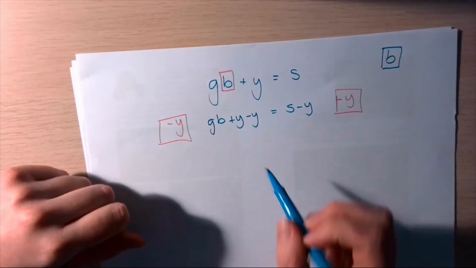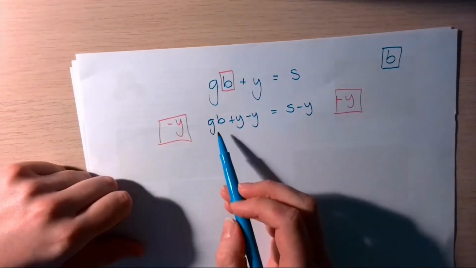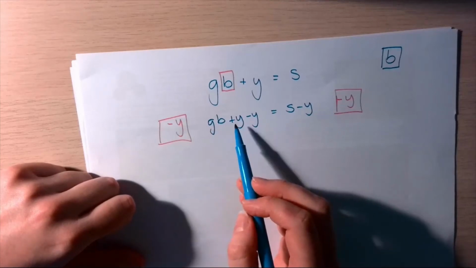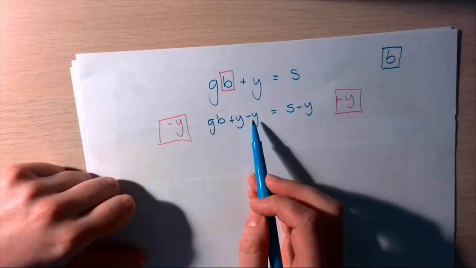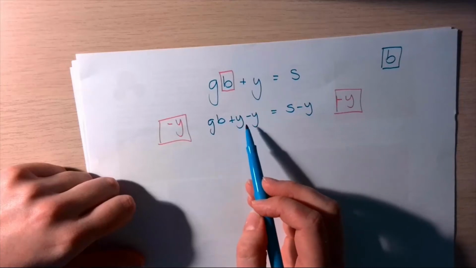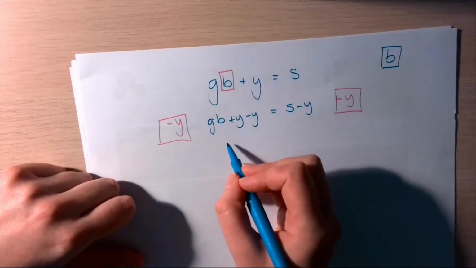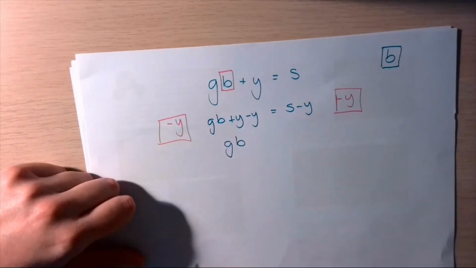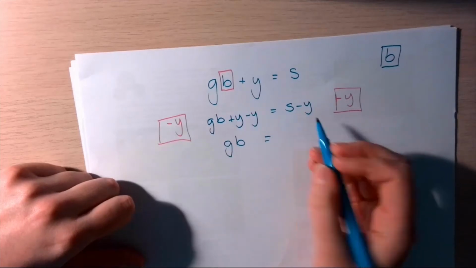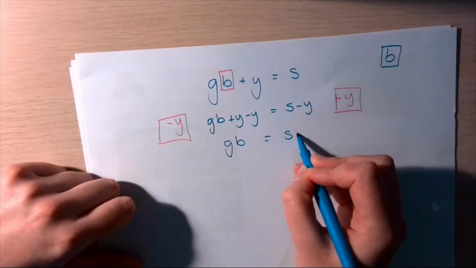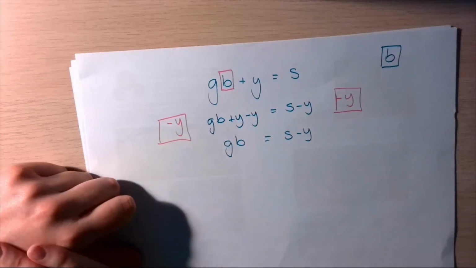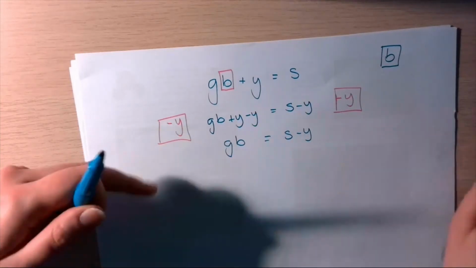So let's see, can we tidy this up a little bit? We've actually got gb, add y, take away y. Well, they just go to 0, don't they? Something take away itself is 0, so we get left with just gb. And s subtract y, we can't do anything with that, that's just going to stay as s subtract y.